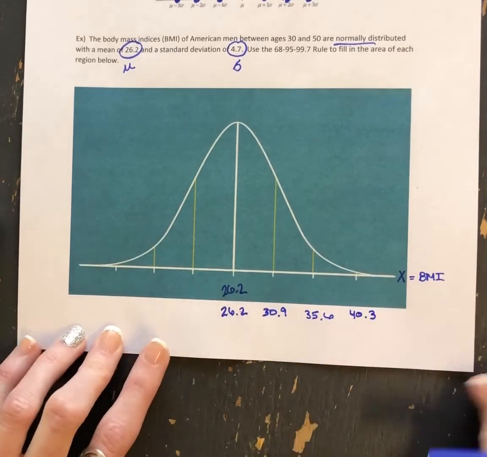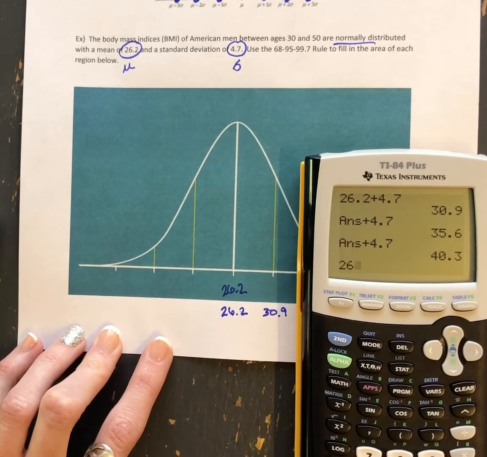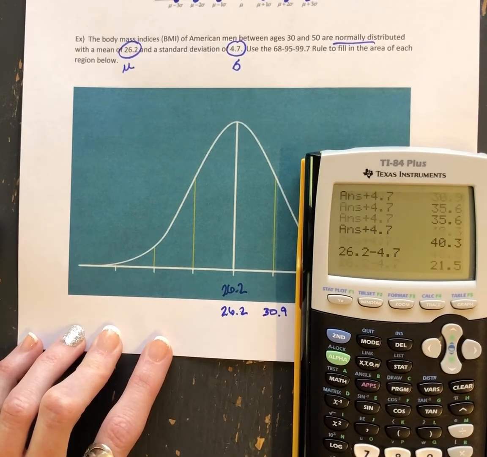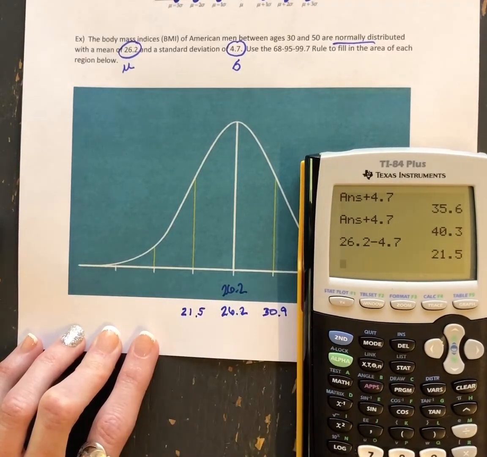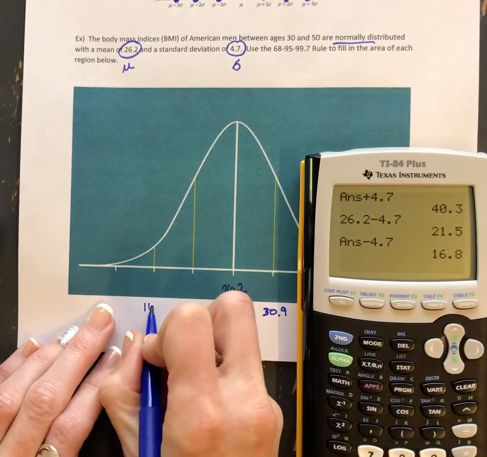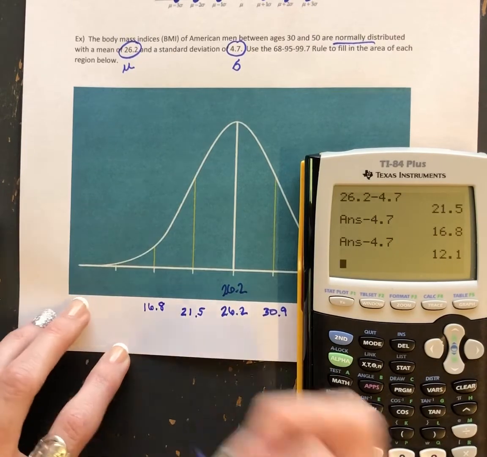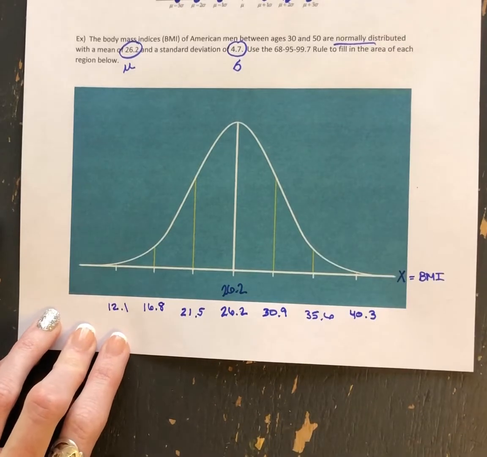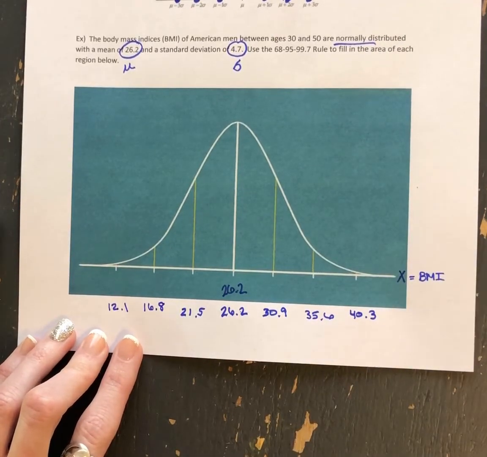And then we would do the same thing in the other direction. This time, instead of adding increments of 4.7, we're going to subtract increments of 4.7. So we would have 21.5, 16.8, and 12.1.